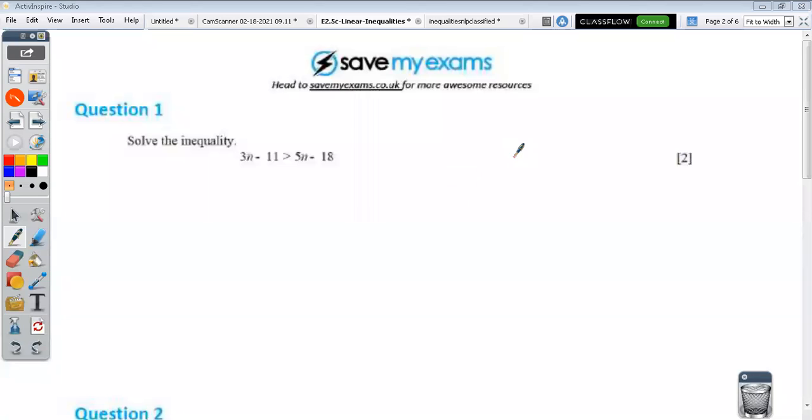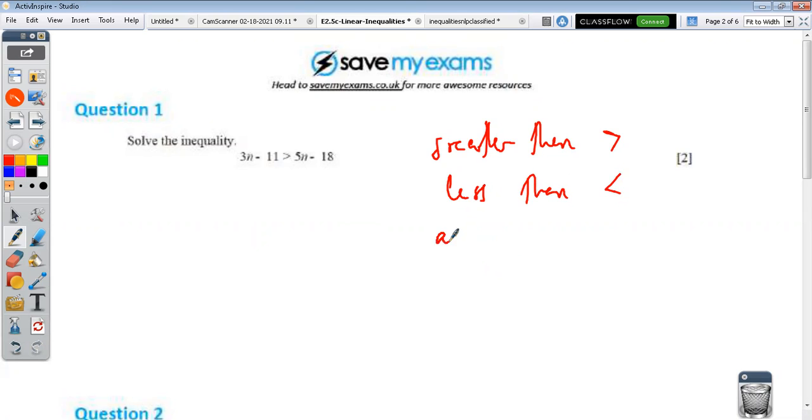So they are greater than. We all know that that's the symbol. Don't confuse them. Less than is this one. Then we have this keyword here, at most.